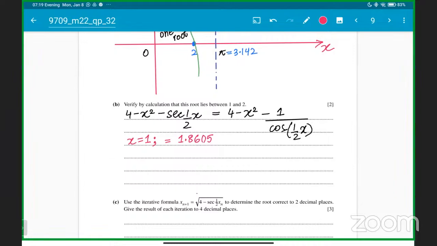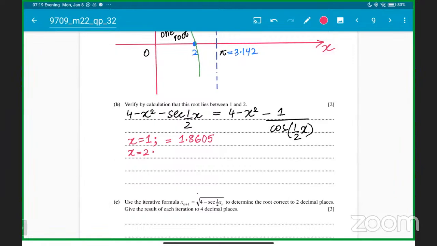We are getting a positive value here. When I plug in 2, so x is equal to 2, it will be 4 minus 2 squared, minus 1 over cos of 2. That is, x will be 2, plug in 2 there. So 4 minus 2 squared will be 0, and minus 1 over cos 2 is 0. So negative 1. Yep, I'm getting negative 1 here.